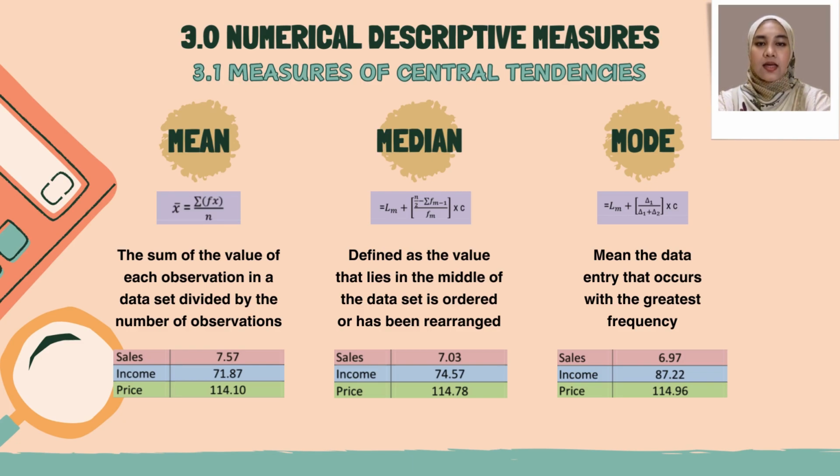Mean is the sum of the value of each observation in the data set divided by the number of observations. So in this assignment, mean of sales is 7.57, mean for income is 71.87, and price is 114.10.